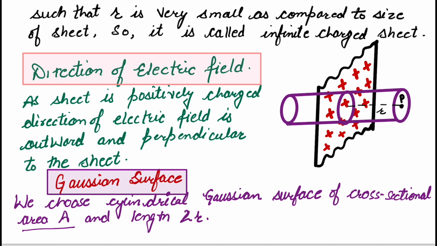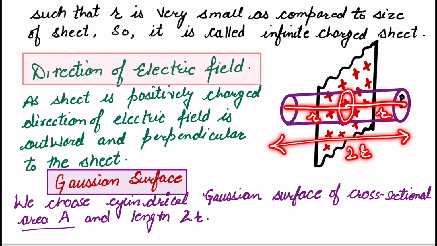To calculate the electric field, we need to apply the Gauss law, right? And for Gauss law, our requirement is to choose a Gaussian surface. At point P, we consider a cylinder which is a Gaussian surface. This cylinder has this circle at the center and the point P has distance r from it. Similarly, on the other side, the distance will be r. So, the total length of the cylinder is 2r.